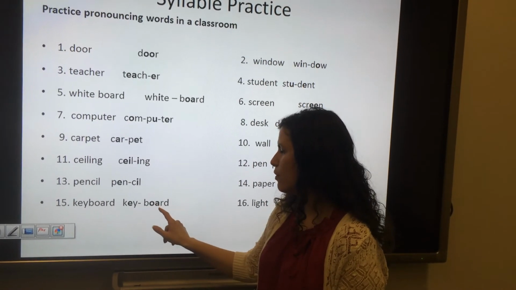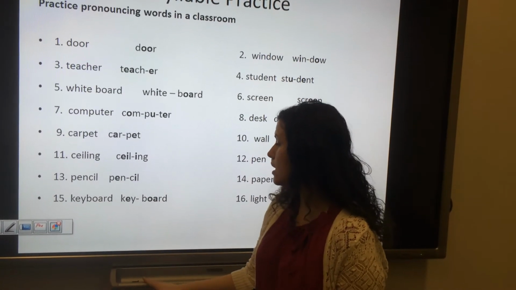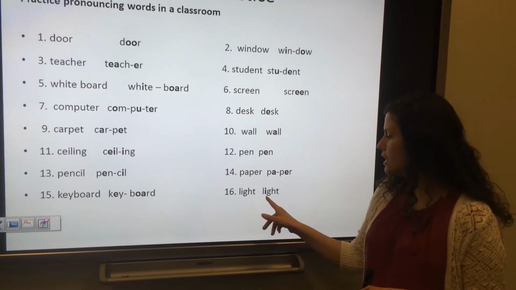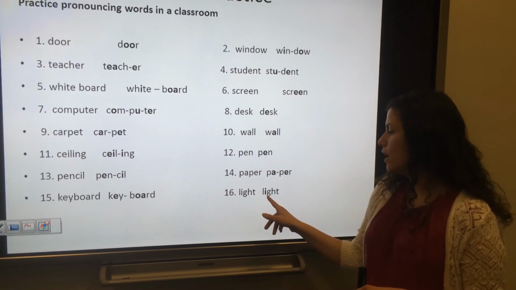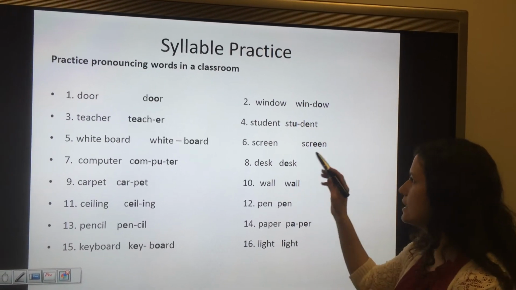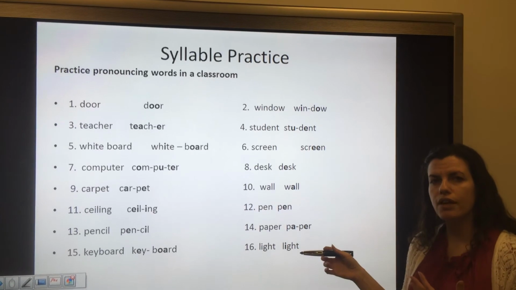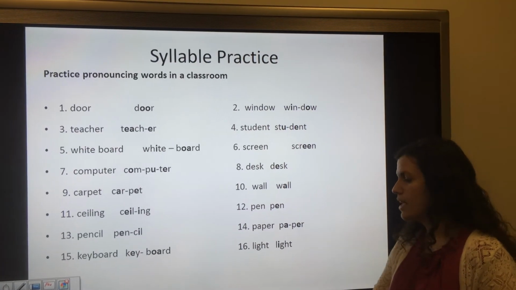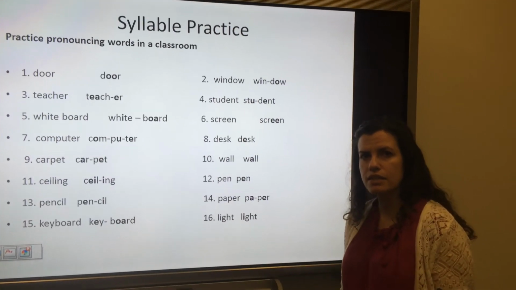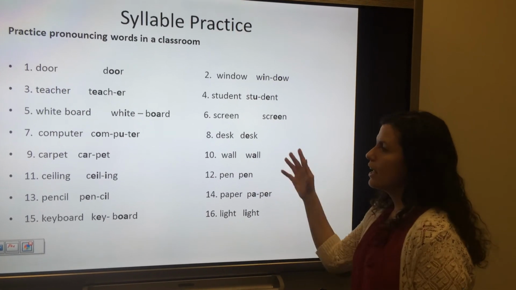Keyboard. We have three vowels, but only two sounds. Keyboard. And finally, number 16 is light. We only have one vowel sound. Light. Okay? So try practicing those at home. Pause the video. Try practicing them. Tap them out on your table right next to you. Tap them out on your leg under the desk. Okay? See if you can get a hang of these.